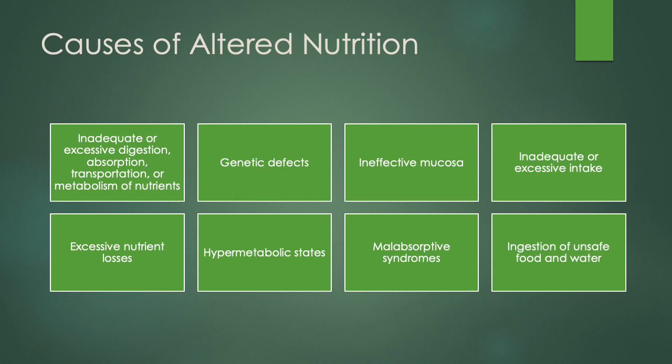You can have genetic defects that causes alterations in nutrition. You can have the ineffective intestinal mucosa that would alter the absorption of those nutrients. You could have inadequate or excessive intake that would lead to altered nutritional statuses. You have excessive nutrient losses, so you're unable to keep the nutrients that you intake. You have hypermetabolic states where the body is moving too fast, where they're not absorbing the nutrients that it needs because it's going through the body too fast.